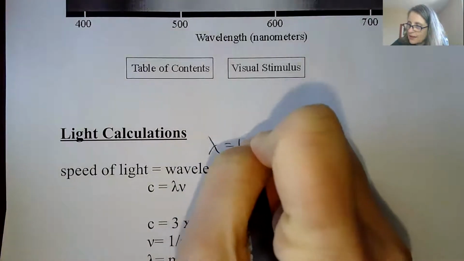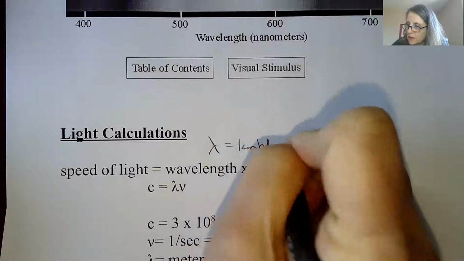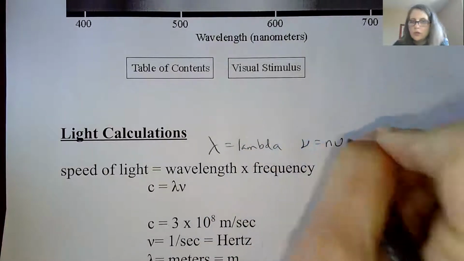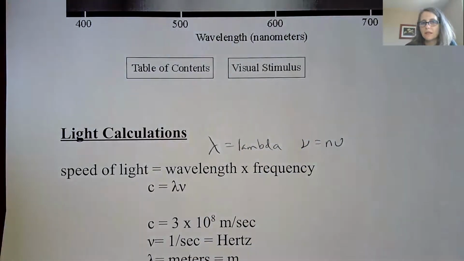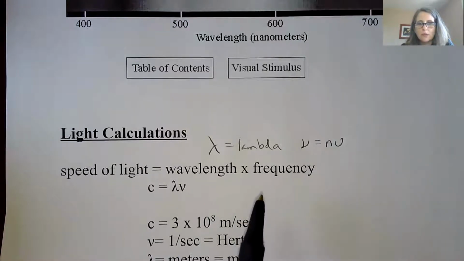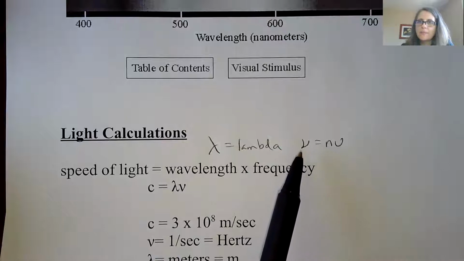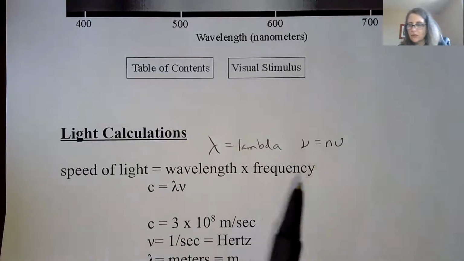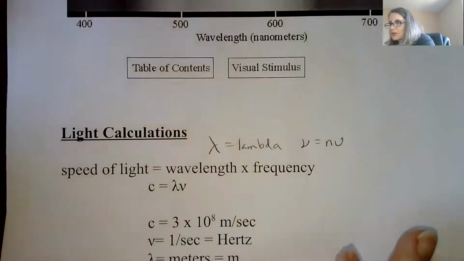This is called lambda, and this is called nu. So we have wavelength as lambda and frequency as nu. Sometimes you will see books refer to frequency as a letter F, but most chemistry textbooks use this weird looking V, a nu, in their discussion of light calculations.